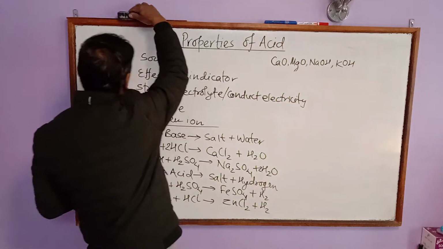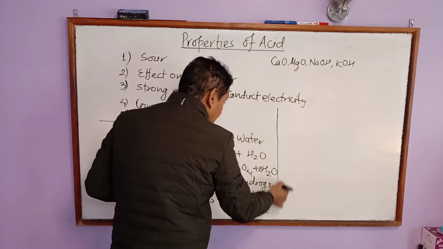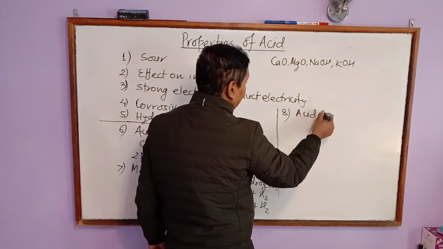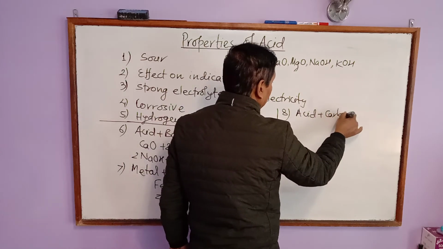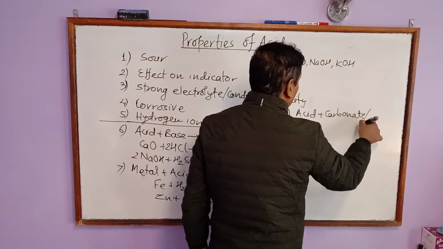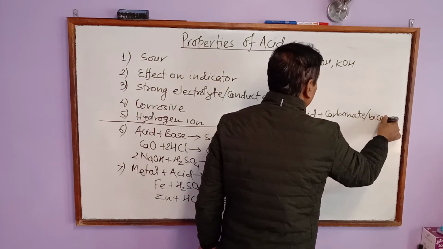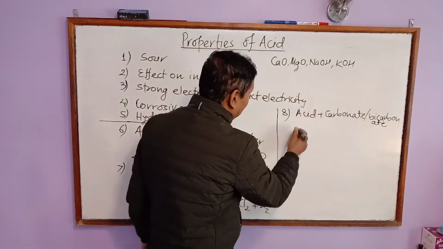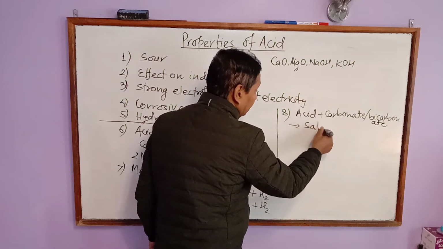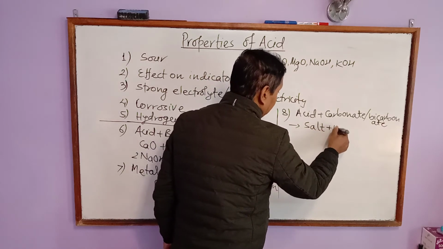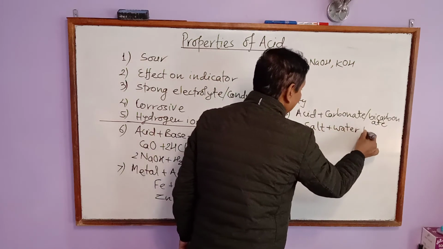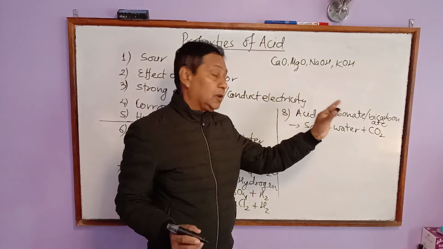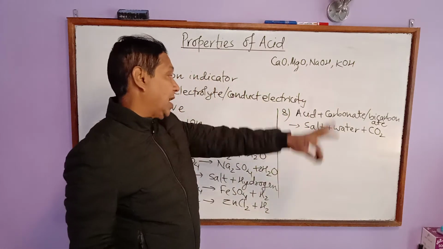Now I want to give you another property also, the eighth. We are talking about chemical properties. When acid reacts with carbonate or bicarbonate, then what do they form? They form salt, water and carbon dioxide gas. This is the product. Acid reacts with carbonate or bicarbonate compound to form salt, water and carbon dioxide gas.